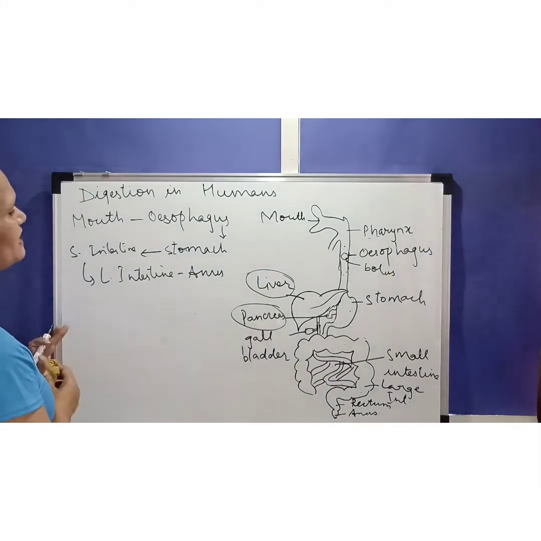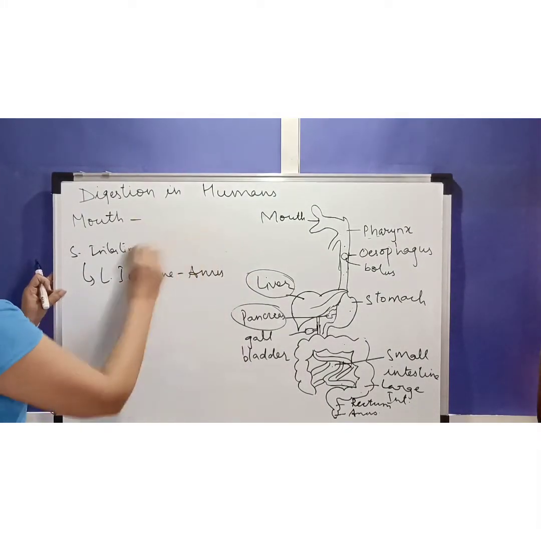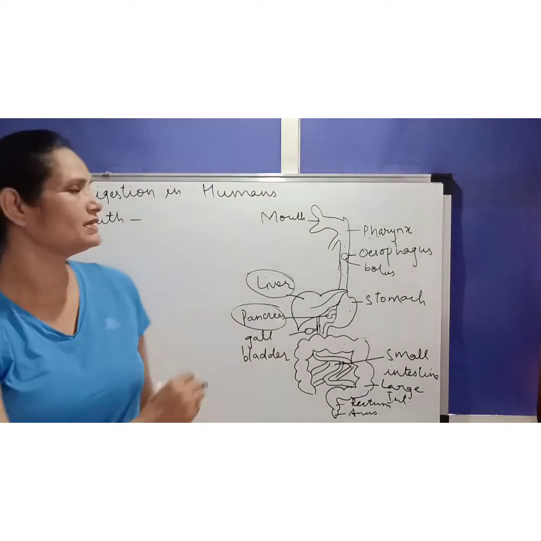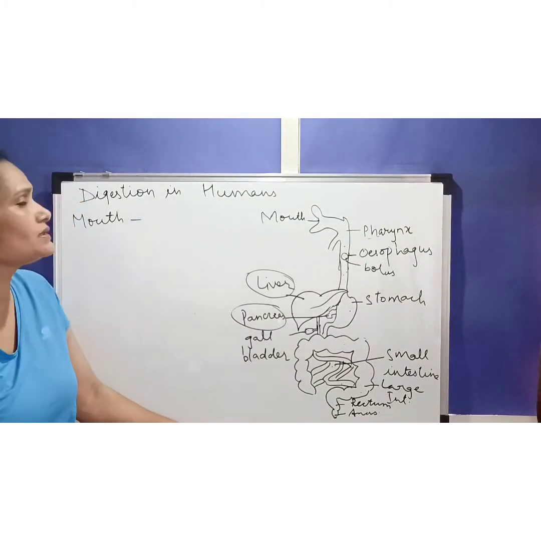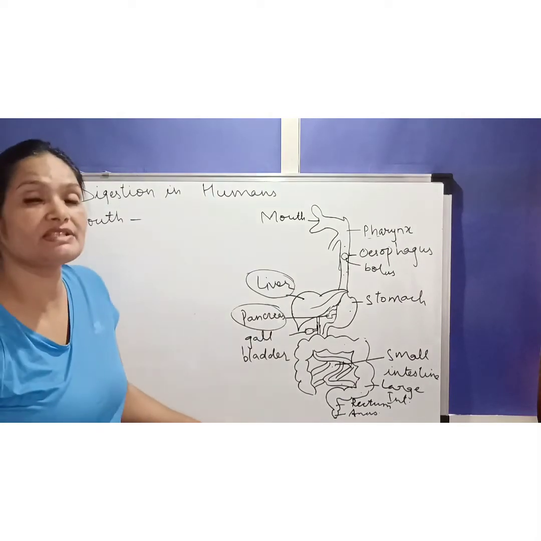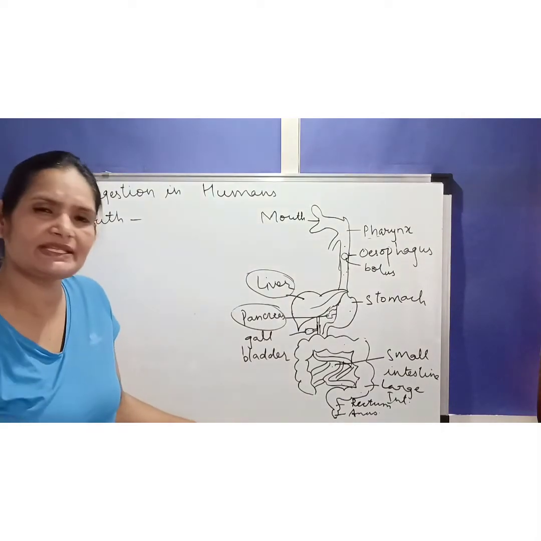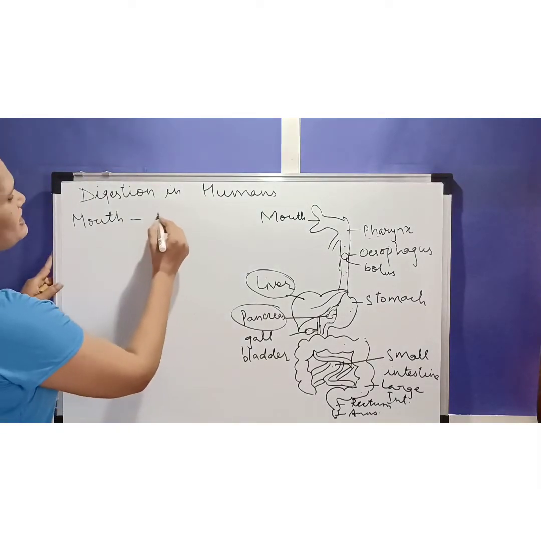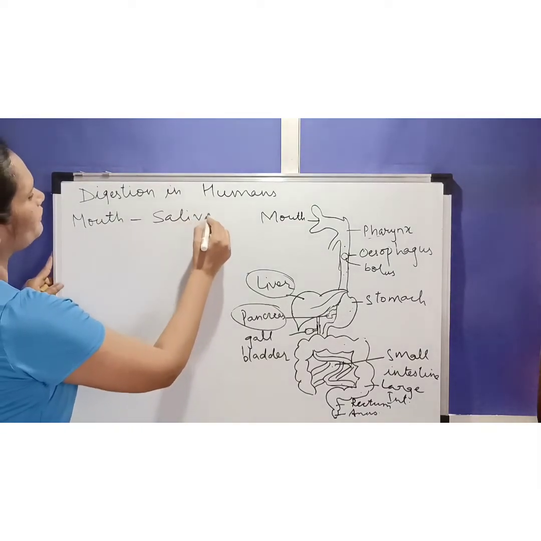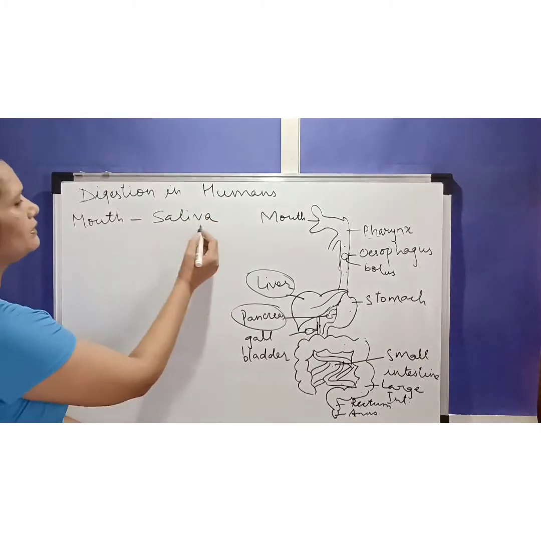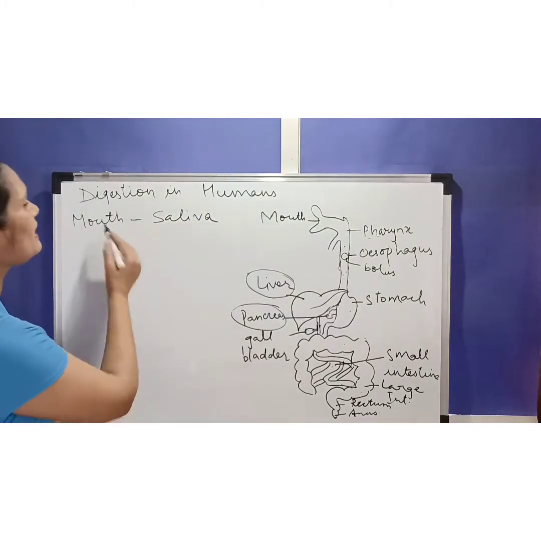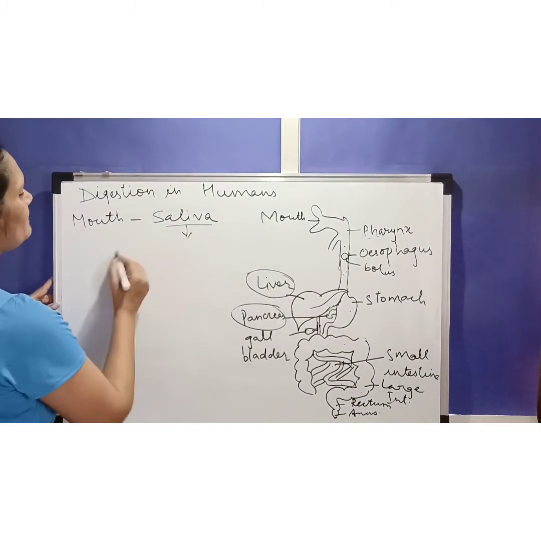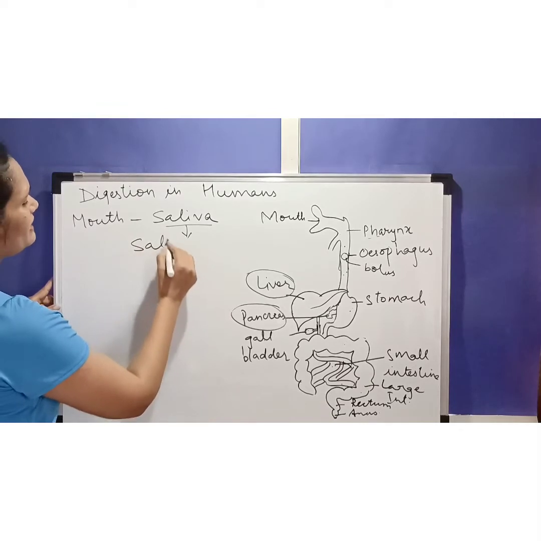So what happens is that when we take in the food, we start chewing it. Here, teeth and tongue help in the chewing of the food. How do they help? Teeth help in the mastication of the food, and the tongue helps mix it. Inside the mouth saliva is secreted. How is the saliva secreted? By the salivary glands.